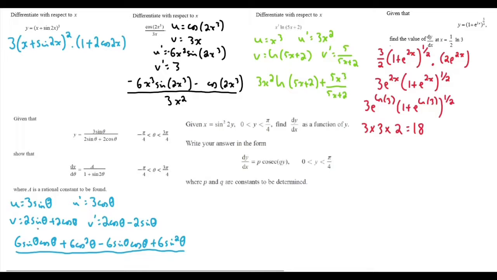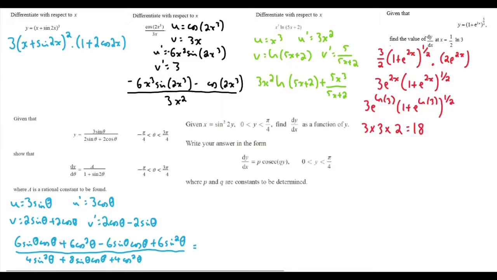So think of this as a double bracket. 2 sine theta times 2 sine theta will give you 4 sine squared theta. 2 sine theta times 2 cos theta is going to be 4 sine theta cos theta. 2 cos theta times 2 sine theta will again be 4 sine theta cos theta. So together that's 8 sine theta cos theta. And then lastly, 2 cos theta times 2 cos theta will be 4 cos squared theta.